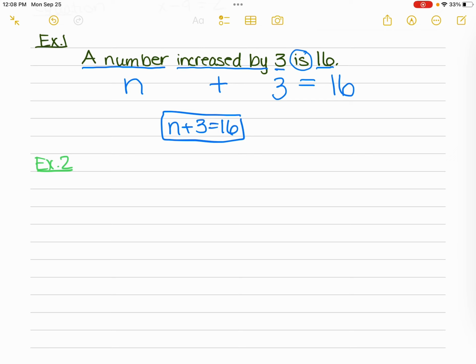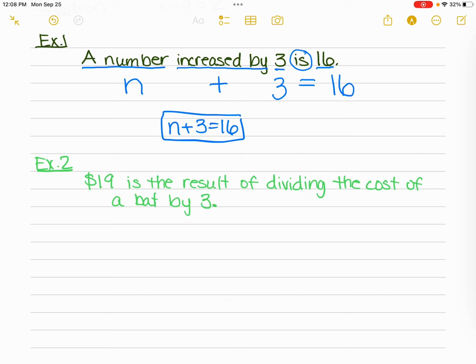Example 2 is $19 is the result of dividing the cost of a bat by 3. So let's say somebody is going to buy a bat for 3 friends to share at baseball, so they don't have to buy 3 bats. So this is going to be $19 is how much they're each going to pay.